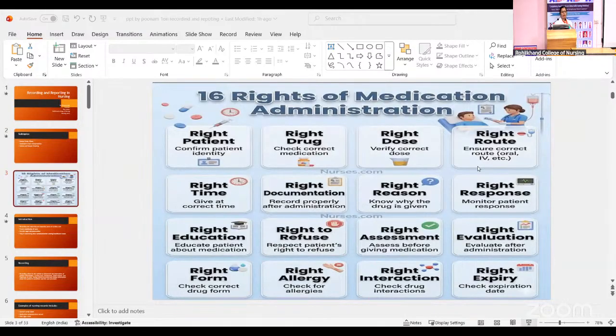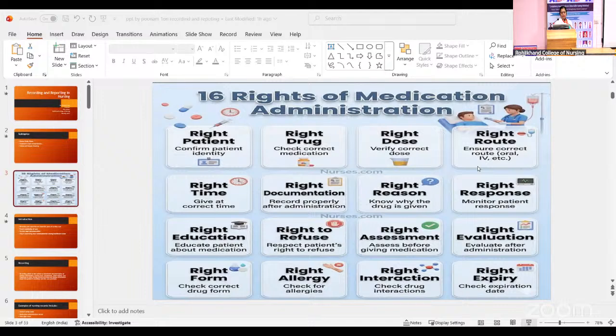Right evaluation. If we have given the drug, now we have to evaluate what the patient now feels. How is he feeling? Has the pain been relieved or not? Has the vomiting stopped or not?